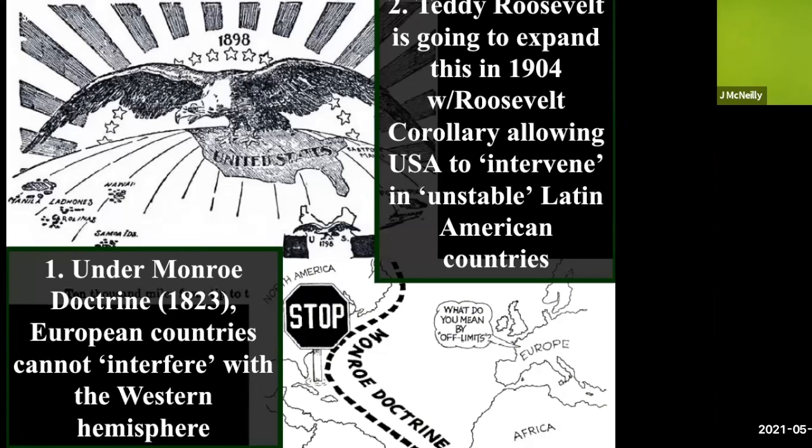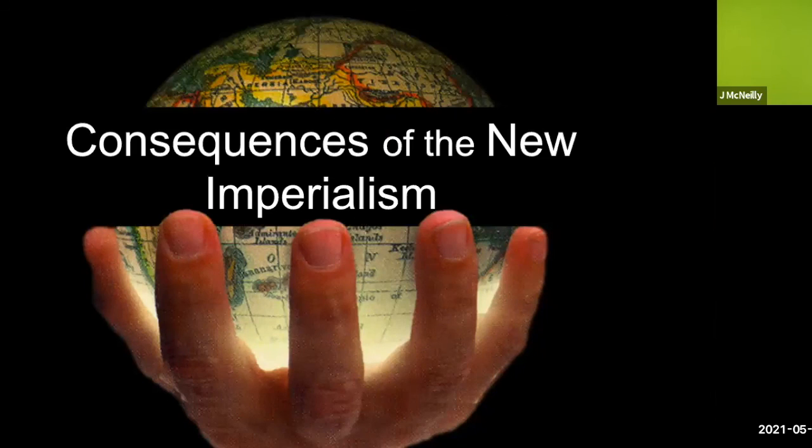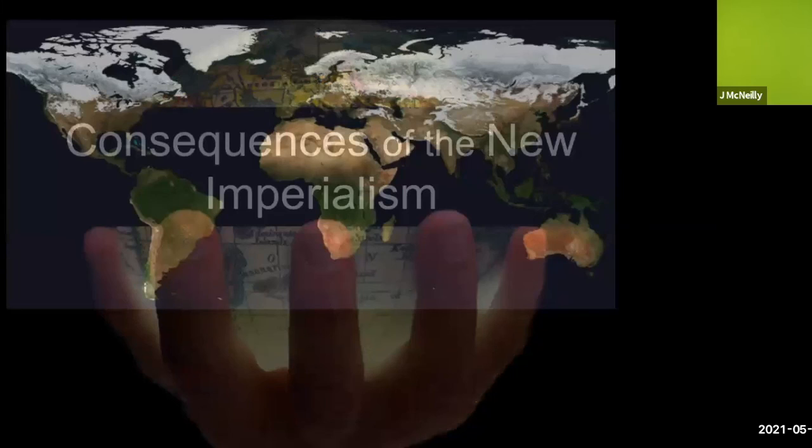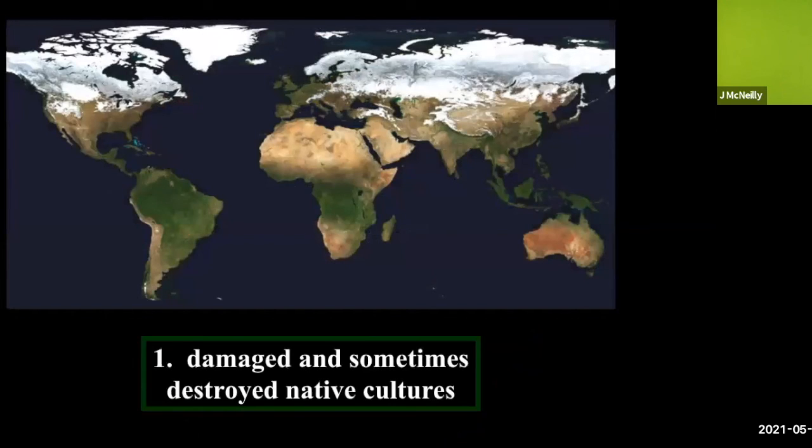Now, effects of new imperialism, or consequences of new imperialism, are going to be fairly negative for the colonies and fairly beneficial for the colonizers. Okay, so the new imperialism is going to damage and sometimes even destroy native cultures. You're going to see increased nationalism in the colonies in response to this damage. The colonies are going to want independence. Okay, so increased nationalism, the desire for self-rule. This is going to lead to organized resistance against the imperial power.